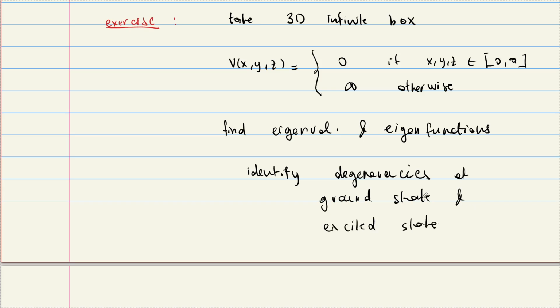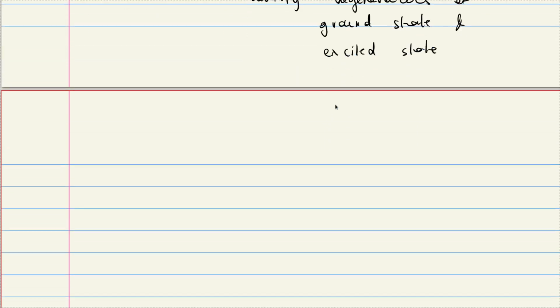Take a 3D infinite box. This is V of x, y, z is equal to 0 if x, y, z is inside 0 to a. There is a three-dimensional box. In each direction, if you are inside the box, the potential is 0. If you are outside, it's infinity. So this is an almost trivial example, so let me not spend time with that.